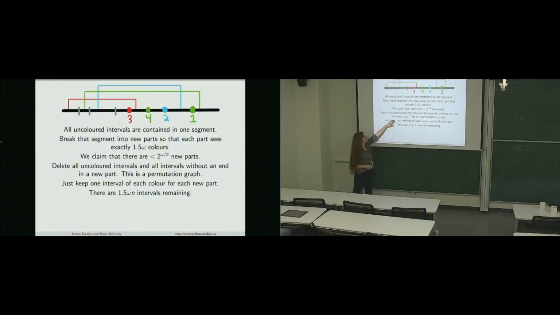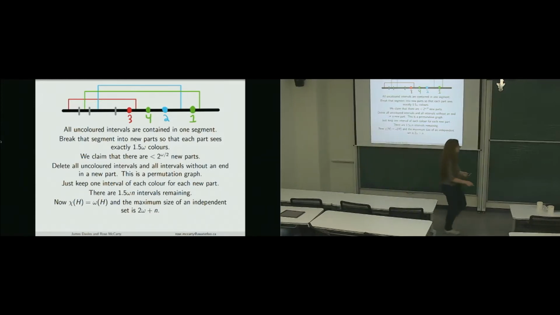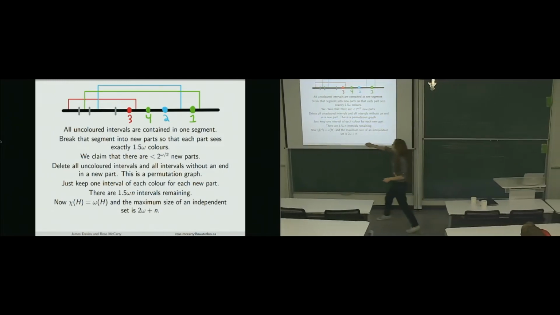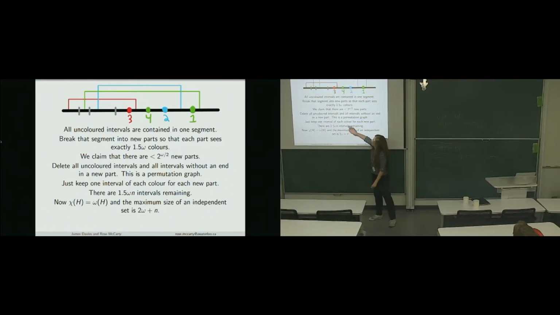Again, deleting these doesn't change the number of colors that each new part saw. So there's still 1.5 omega times the number of new parts, intervals remaining. So here n is the number of new parts on the left. So now it's a permutation graph. And also, the main observation is that the maximum size of an independent set is at most 2 omega plus the number of new parts.